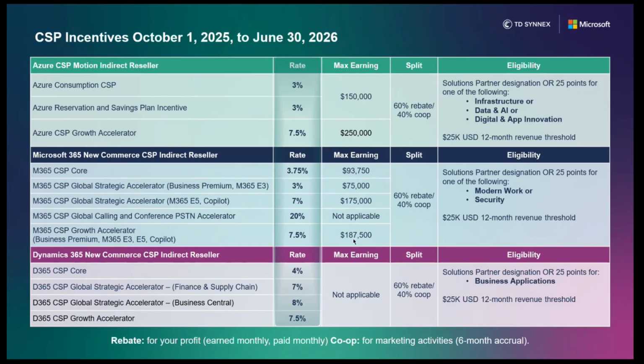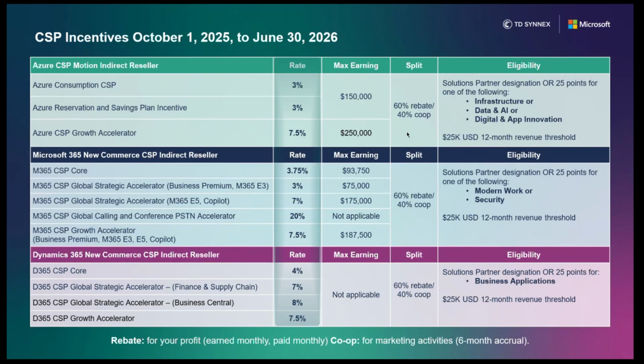These incentives do have maximum earnings. These maximum earnings, again, very few partners ever reach them. They do reset, by the way. So come July 1st, starts a new incentives term. Those max earnings all reset. So if you were to cap out on anything in here, again, it will reset in July.